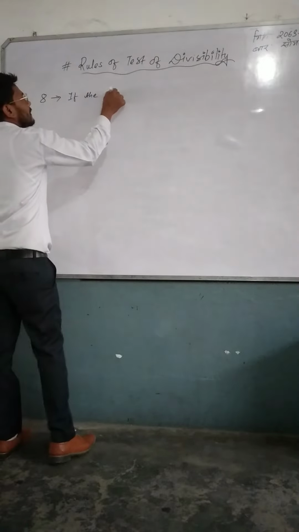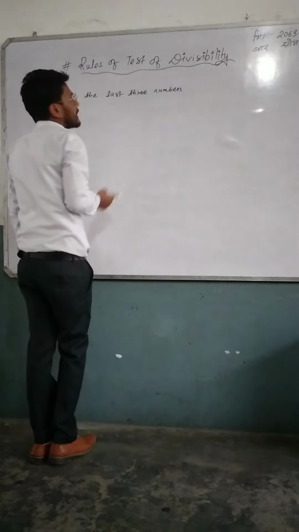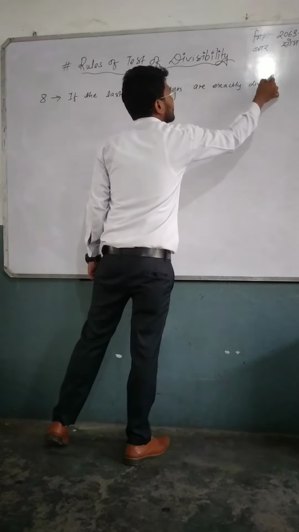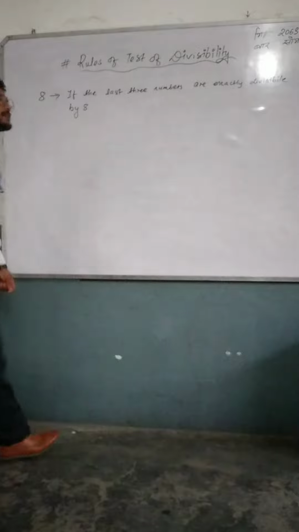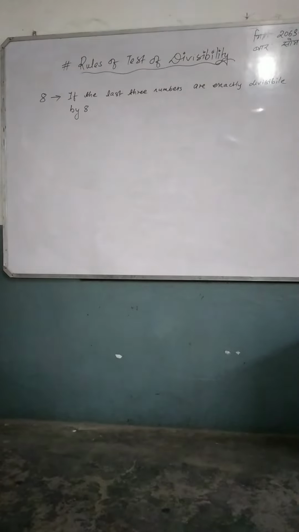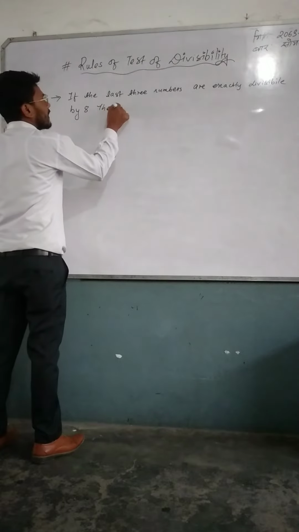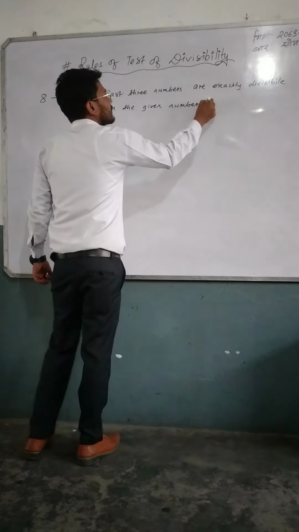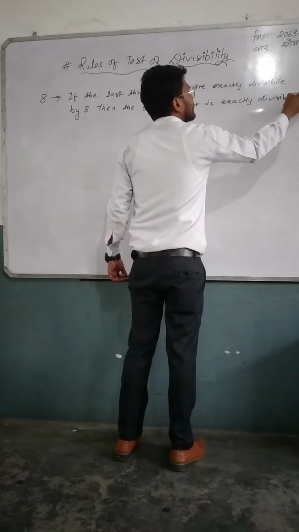If the last three numbers are exactly divisible by 8, then the given number is exactly divisible by 8.